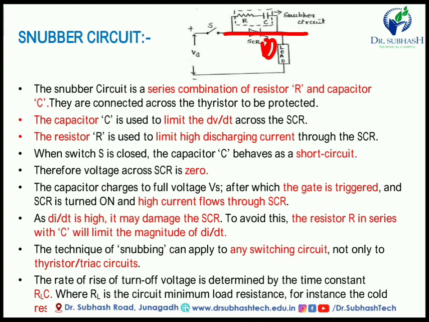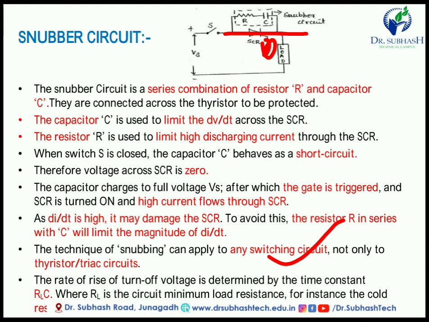As di by dt is high, it may damage the SCR. To avoid this, the resistor R is in series with C to limit the magnitude of di by dt. The technique of snubbing can be applied to any switching circuit, not only the thyristor or triac circuit. Here thyristor is a family, so we can say that this circuit is applied to every device of power electronics, not only for SCR or triac.